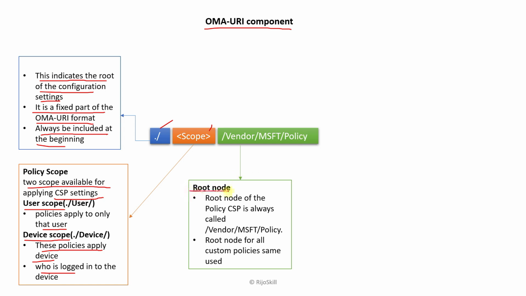This is the root node. What is the root node? The root node of the policy is always the same: it is called vendor, MSFT and policy. For all custom policies, the root node is the same as user. So this will not be changed, it will always be the same. The scope level is what changes, depending on where you need to apply it, like a user or a device. So vendor, MSFT and policy, this is the default. This is the root node.